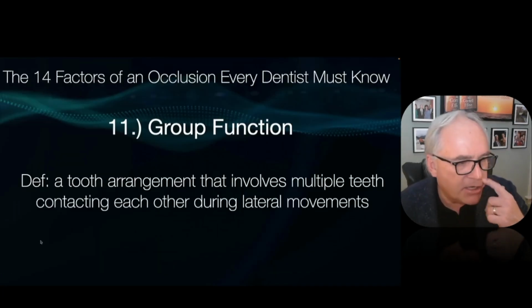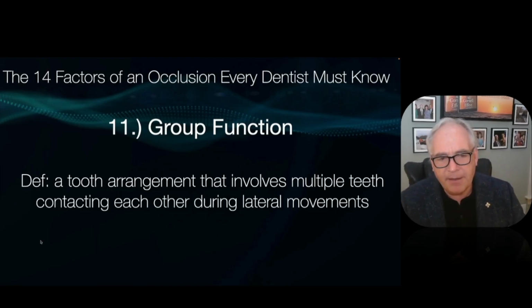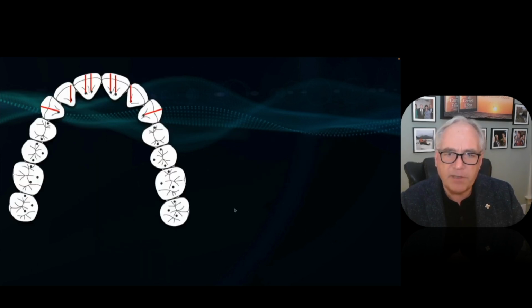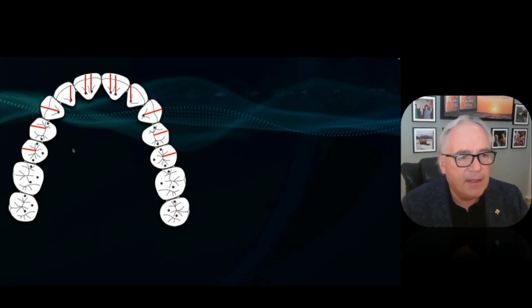The 11th factor is group function. By definition, this is a tooth arrangement that involves multiple teeth contacting each other during lateral movements. Generally, this is going to happen behind the canine. It may involve the canine. A lot of times it's canine, first bi and second bi. And I think the most important thing as we look at an optimum occlusion is just to understand most of the time we're just introducing some equal intensity guidance angles over multiple teeth.